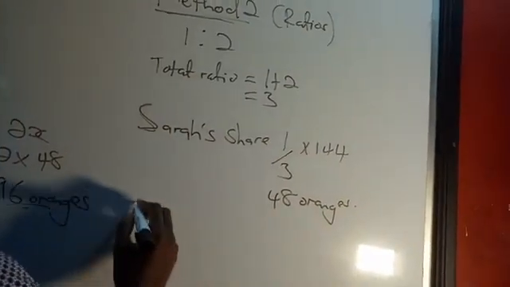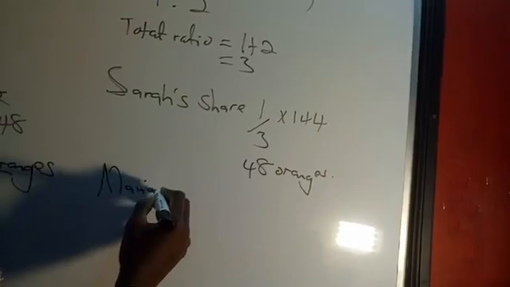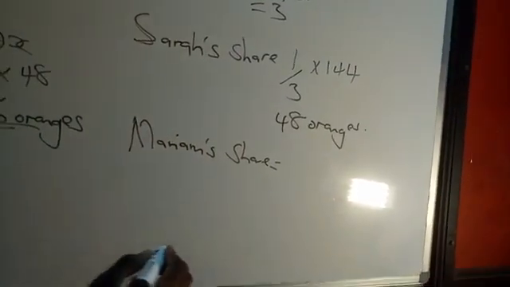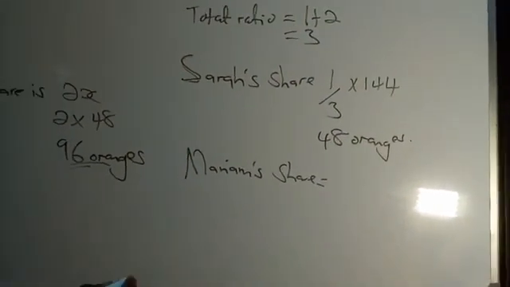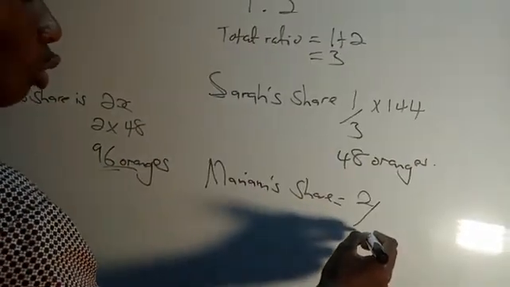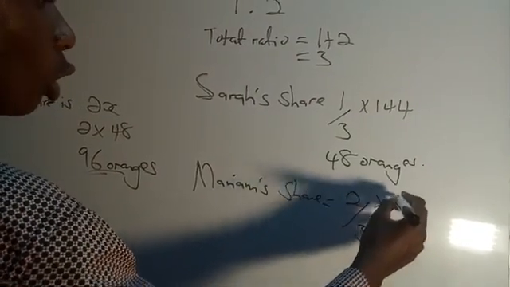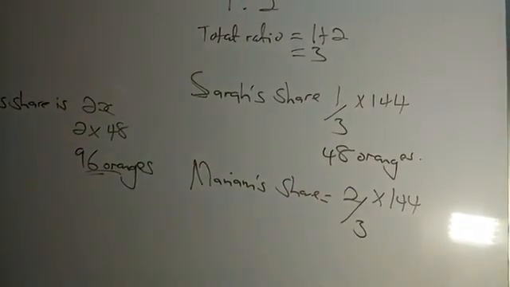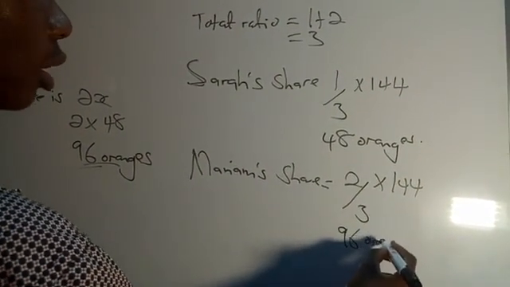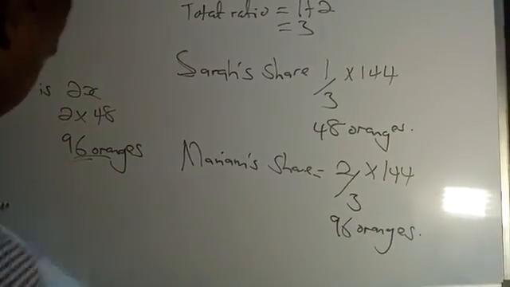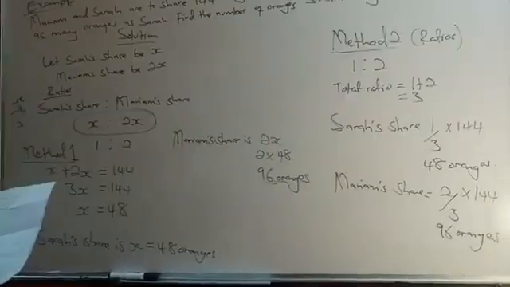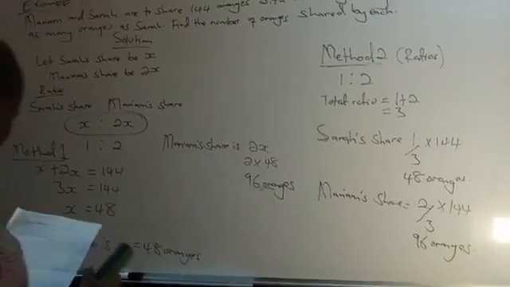And for Mariam, Mariam's ratio is 2 over the total ratio, which is 3, times the total number of oranges, which is 144, getting 96 oranges. So let's also get another last example on that.